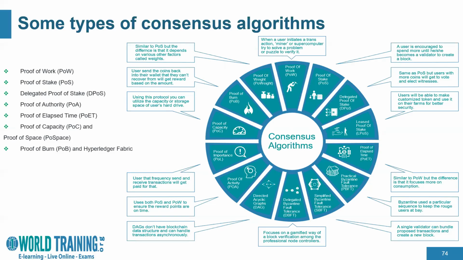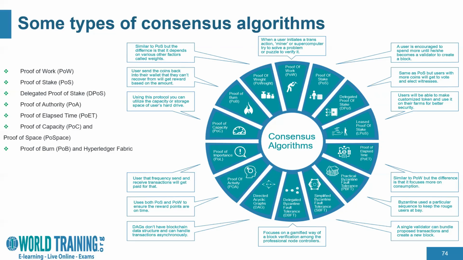That's the proof of work consensus algorithm. The proof of stake consensus algorithm is another way. In this, a user is encouraged to spend more until she becomes a validator to create a block. So there are stakes involved in it. The user is encouraged to spend more and more so that they become the validator for the creation of blocks. That's proof of stake.